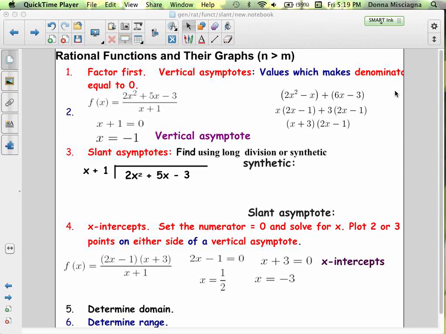Wait, no, not this one. It's 2x squared. Nope, not this one. It's the next one I'm going to do in class. So this one's not in your notes, so sit back, relax, and watch me do some graphing.